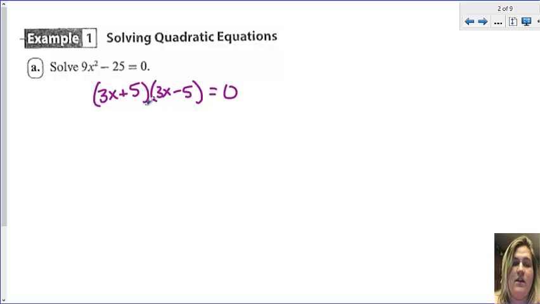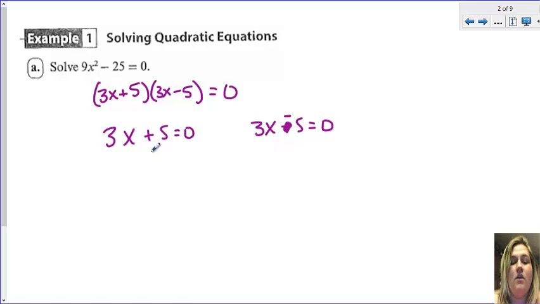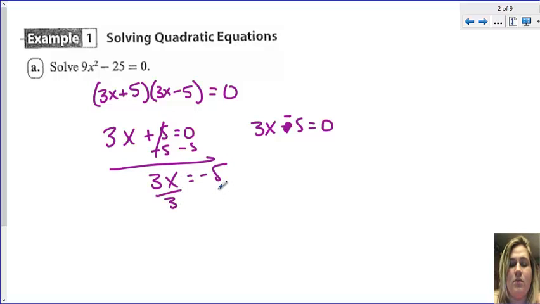And that's my final answer, except it wants me to solve it. So I need to set each of these equal to 0, just like we normally would when we factor. Oops, I put plus for both of them. That should be minus. So over here I'm going to subtract 5 from both sides. I get 3x equals negative 5. Divide by 3 on both sides. So I get that x is equal to negative 5/3.